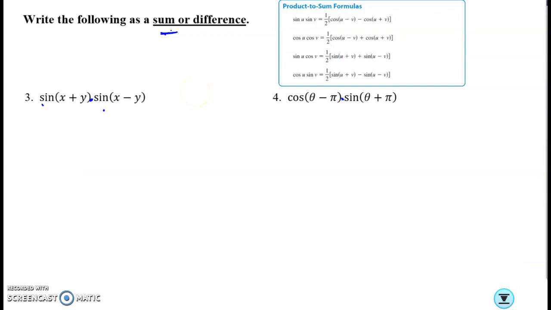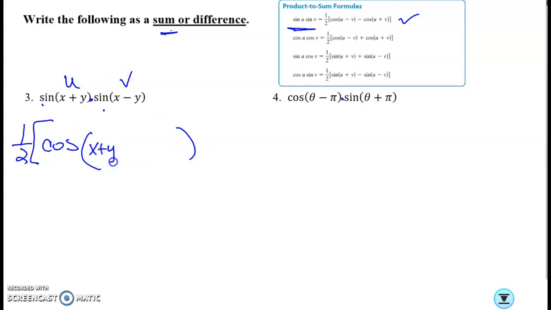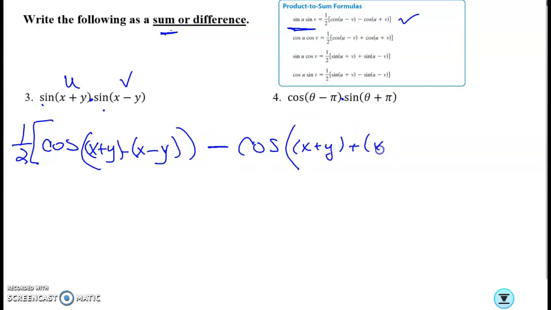So we're going to look for sine times sine over here, and this is the formula that we're going to use. So this is 1/2 cosine of u, this is your u, this is your v, so u minus v. And then we have minus the cosine of u plus v. And now we got to clean all that up.